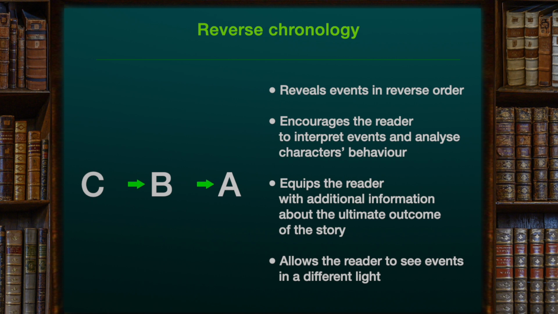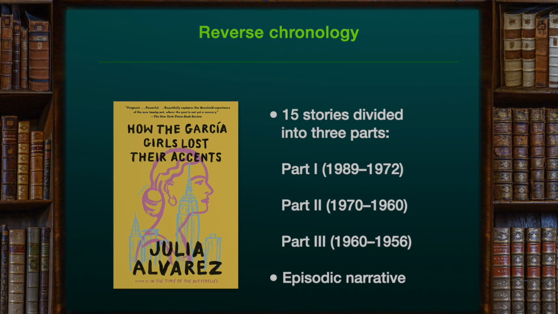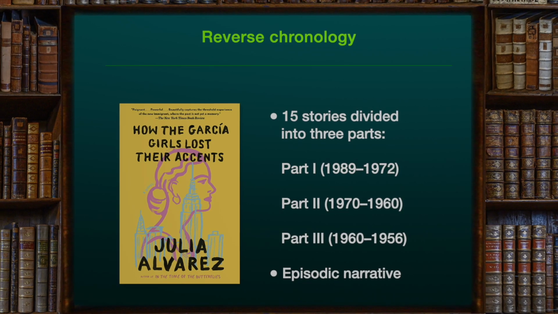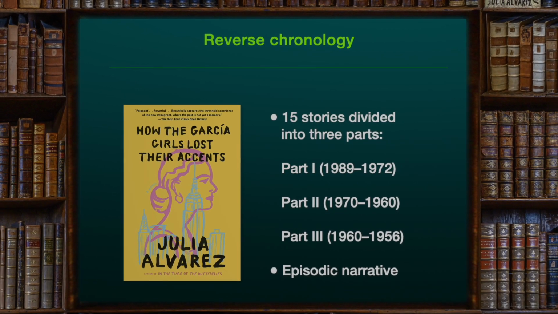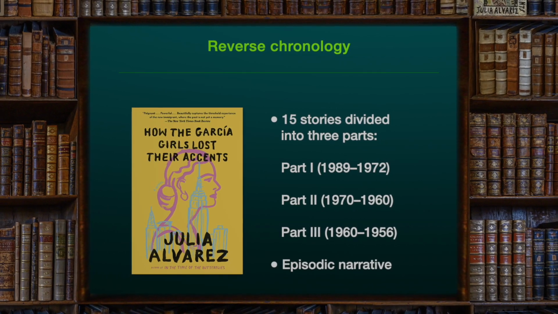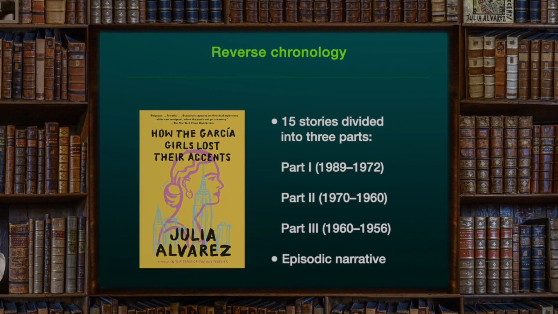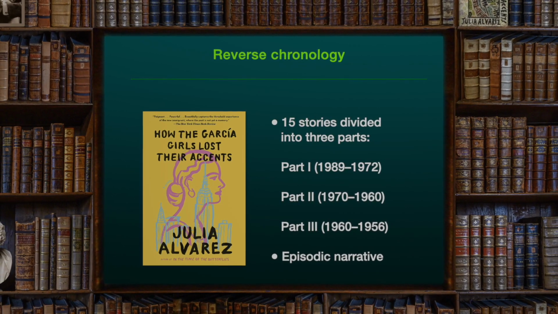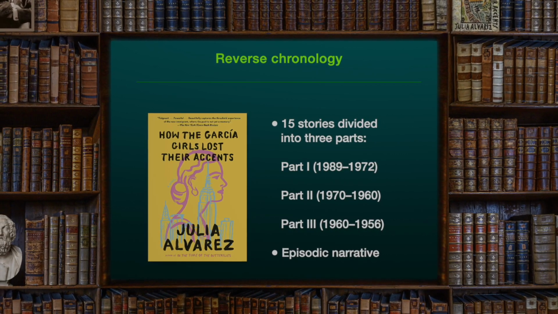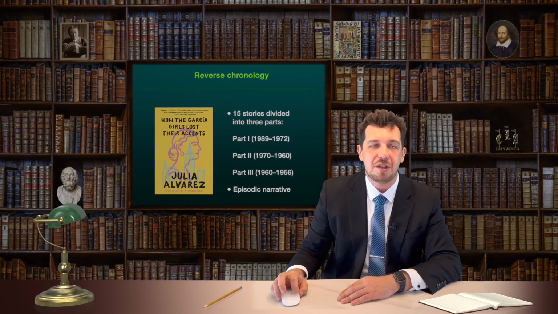The novel How the Garcia Girls Lost Their Accents tells the story of the Garcia sisters and their struggles in America. The novel begins with the sisters living in the USA and ends with their childhood in the Dominican Republic. The book is divided into 3 parts, their titles emphasizing the sense of reverse chronology. The events of the novel are presented in the form of loosely connected episodes, which is why its plot structure can also be described as episodic.